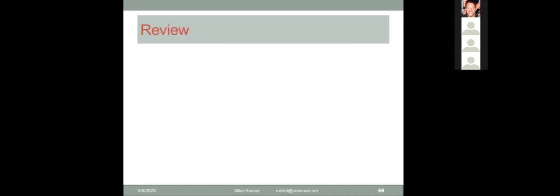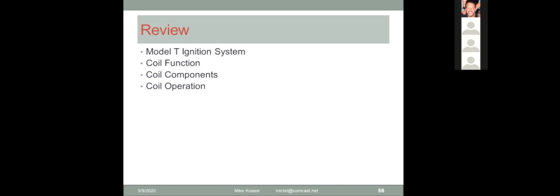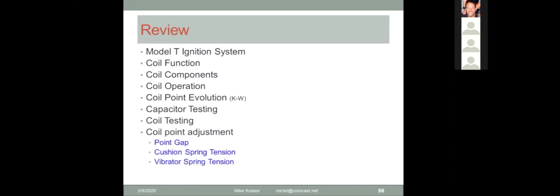So in review, the Model T coil system was looked at. We looked at the function of the coil. We reviewed coil components. We discussed coil operation. We discussed point evolution, the KW points, and the addition of the cushion spring, movable contact. Capacitor testing we covered, coil testing. We looked at coil point adjustment, the point gap, cushion spring tension, vibrator spring tension, the balance between them, and common coil issues and adjustment.